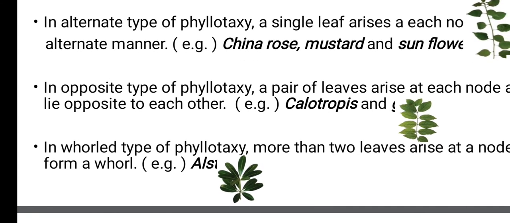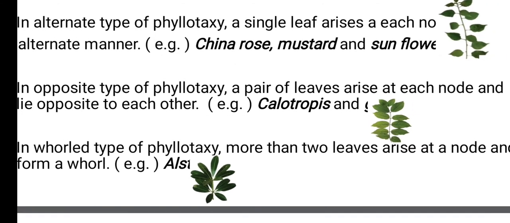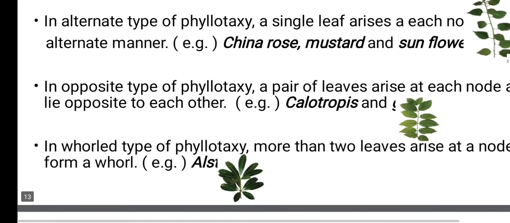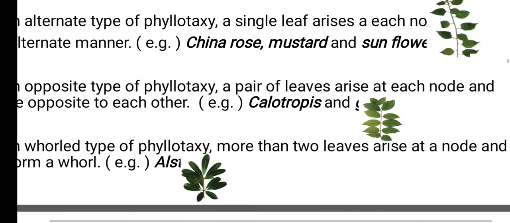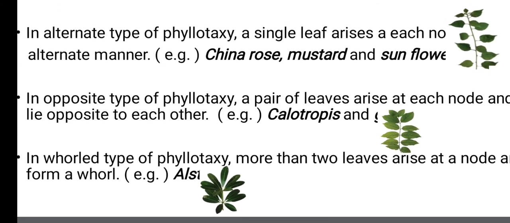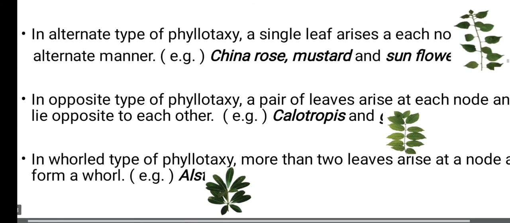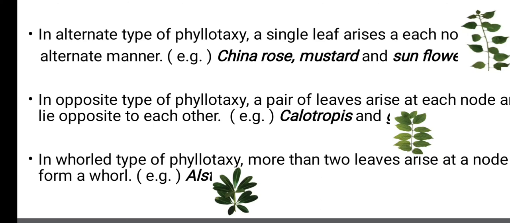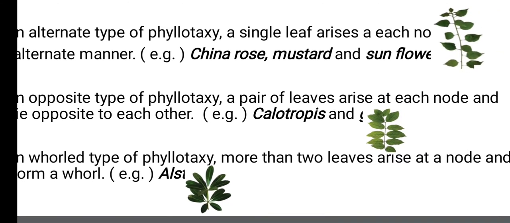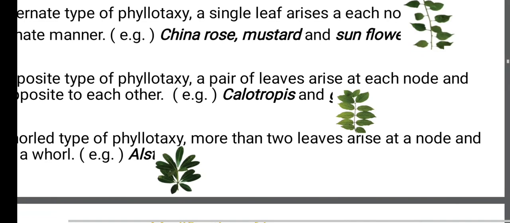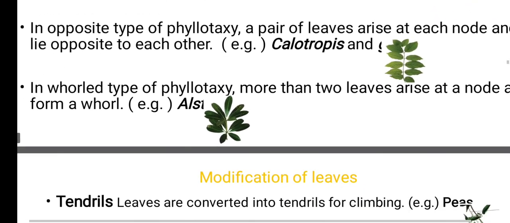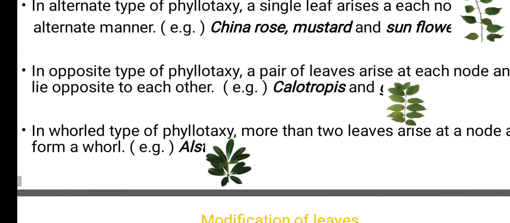Then comes the opposite type of phyllotaxy. In this case, a pair of leaves arise at each node and lie opposite to each other. Unlike in the previous case, here a pair of leaves arise at each node. In the alternate type of phyllotaxy, a single leaf arises at each and every node. Here, at each node, a pair of leaves arise. And also, they arise in the opposite manner. Both the pair of leaves are present in opposite directions. For this, an example is calotropis. Third one is whorl type of phyllotaxy.